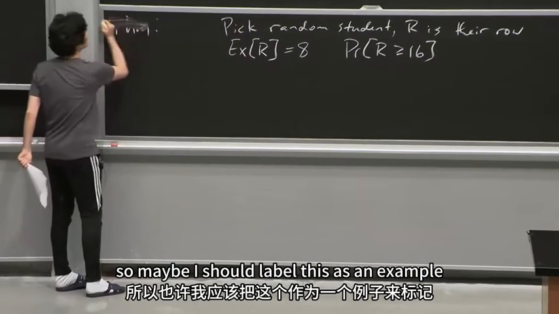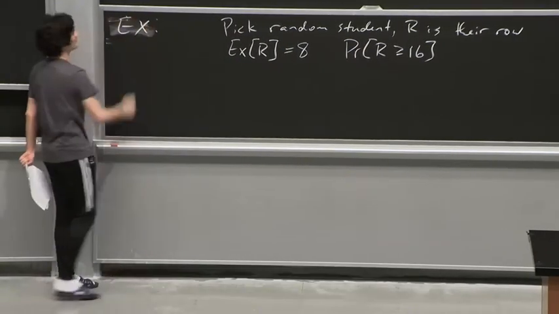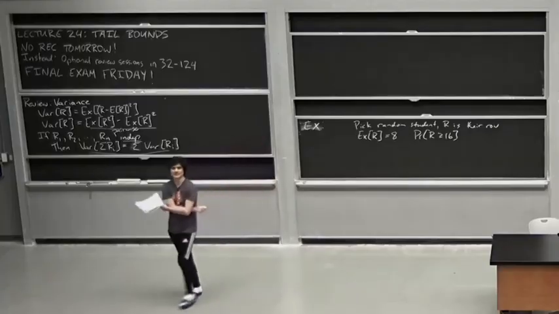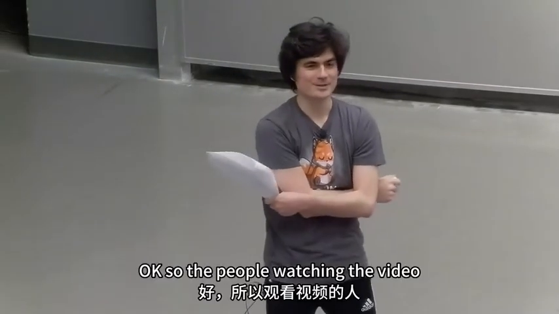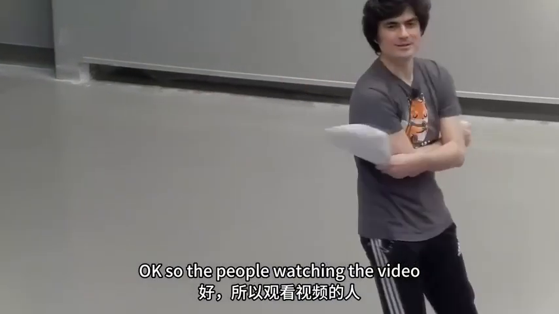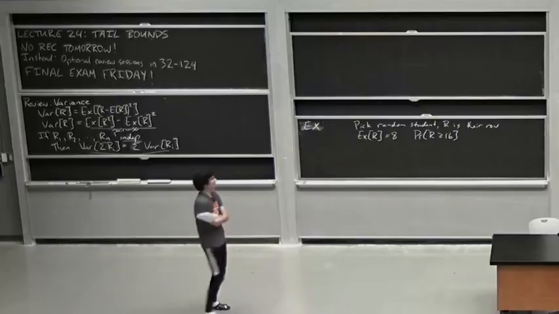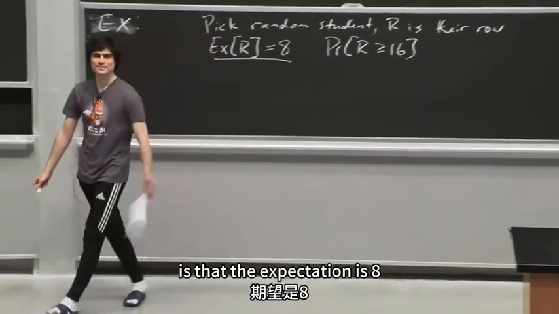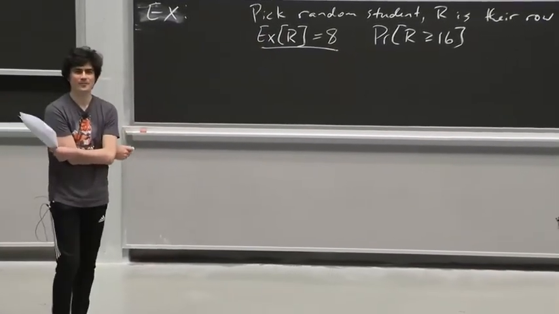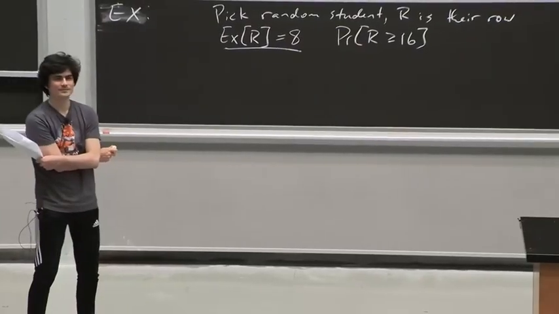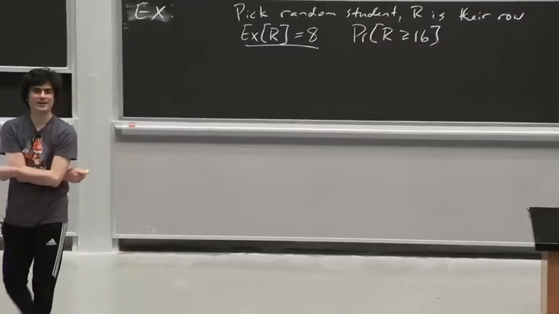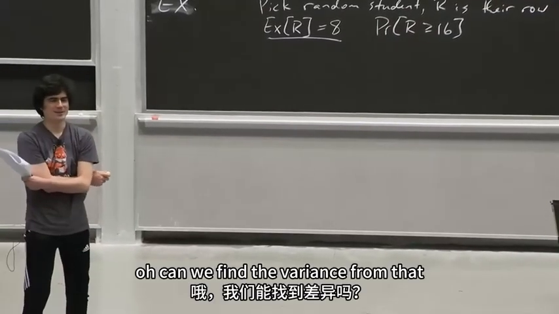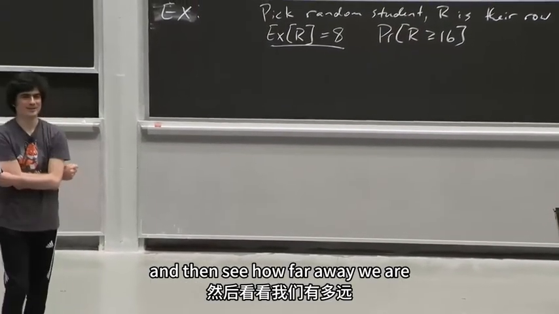So maybe I should label this as an example. Yeah? 1 minus the CDF. Okay, so the people watching the video I assume they can't see the room, so they don't know what the CDF is. Right? The only information they know is that the expectation is 8. Okay? Yeah? Oh, can we find the variance from that and then see how far away we are?